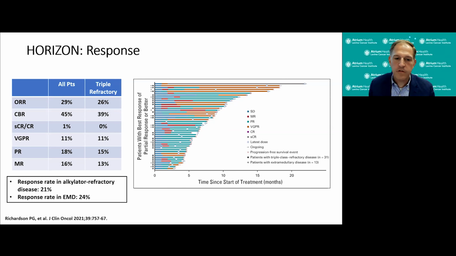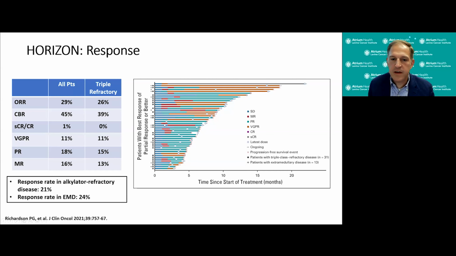It was 21%, so there is some degree of cross-resistance, but it's not complete. And interestingly, those patients who had extramedullary myeloma, in other words, myeloma growing outside of bone, the response rate was close to 25%. So about a quarter of patients who have very difficult to treat disease were able to respond. And if you look at the figure on the right here, a number of these patients are actually responding for a fairly long duration of time.